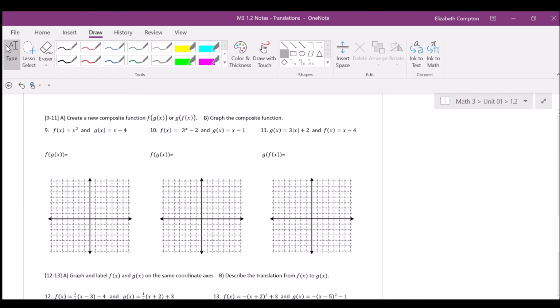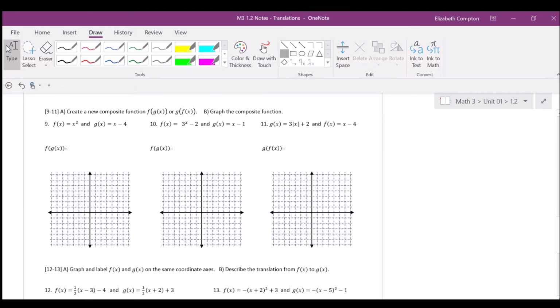Okay, for number 9. So number 9, we're going to talk about something new. It's called a composite function, and it looks like this. We say f of g of x, or this one is g of f of x.